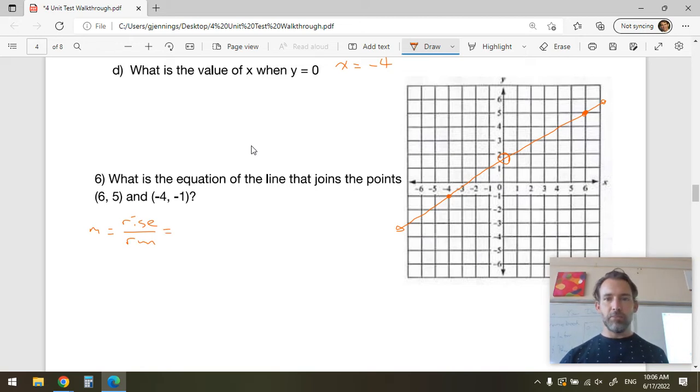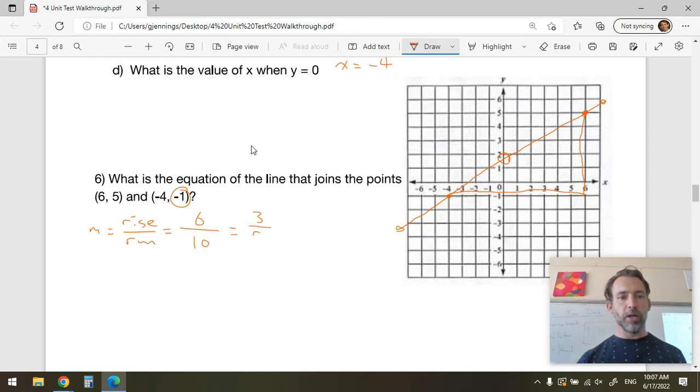And rise is going to be my change in y, and my run is going to be change in x. So my change in y, I go from -1 up to 5. That would be an increase of 6. This is 6 here: 1, 2, 3, 4, 5, 6. And then my run, I go from -4 to 6, so that's 10. 6 over 10. Always reduce the fractions to make things easier to work with.